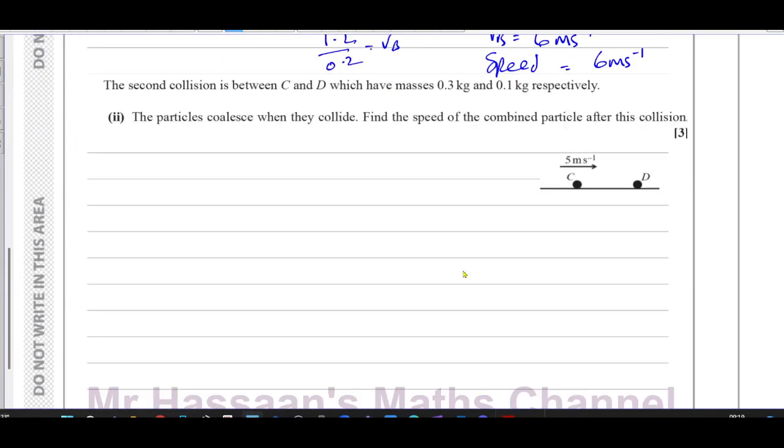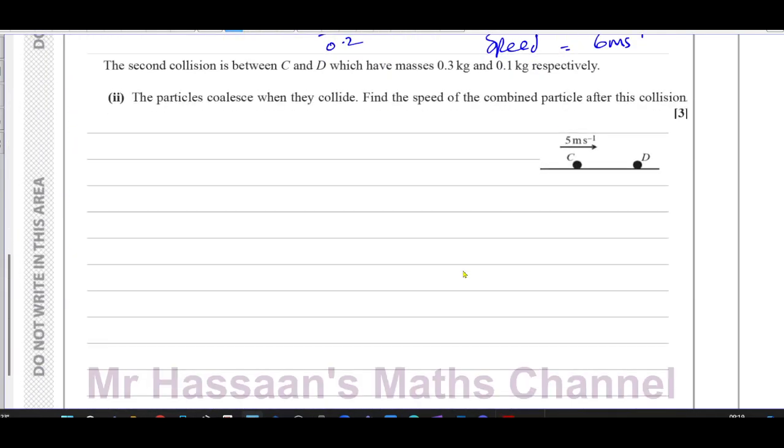Now for part 2, it says the second collision is between C and D, which have masses of 0.3 kilograms and 0.1 kilograms respectively. Now we know that C was moving at 5 and D was stationary, as they told us. All right, the particles coalesce. The particles coalesce when they collide, which means they join together as one particle. Right? So find the speed of the combined particle after the collision.